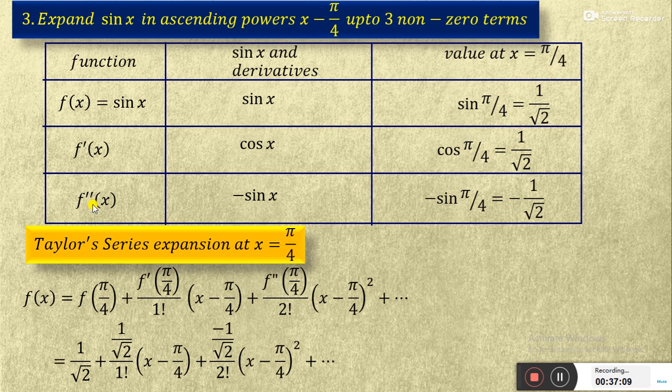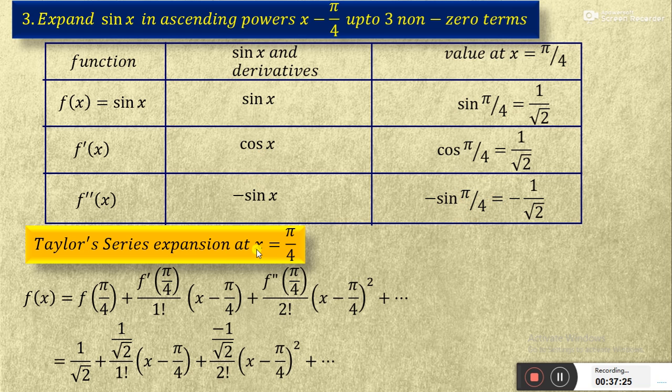Next I find the f double dash of x. So f double dash of x means I differentiate cos x. Differentiation of cos x is minus sin x. So minus sin pi by 4, and sin 45 degrees is 1 by root 2, so minus 1 by root 2.